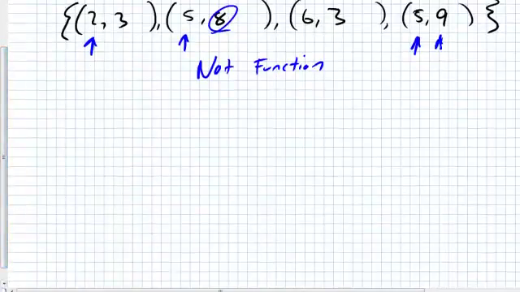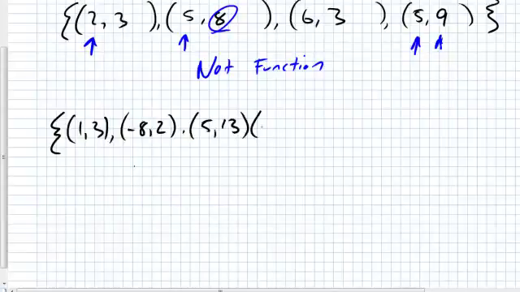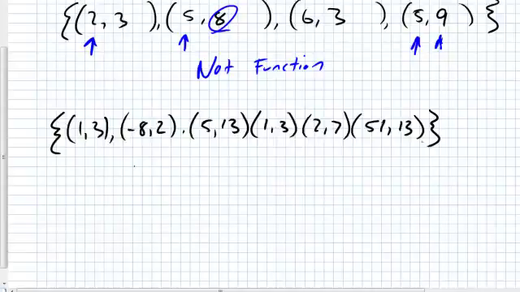Let's do another one. (1, 3), (1, 3), (-8, 2), (5, 13), (1, 3), (2, 7), and let's do (51, 13). Alright, so let's check all of our inputs and see if we get the same output every time.